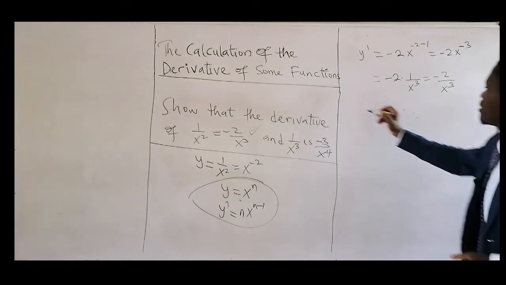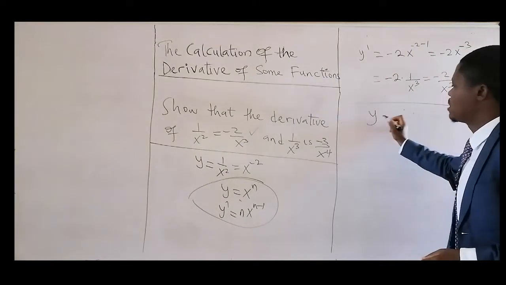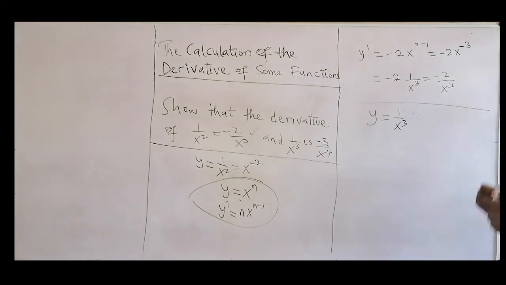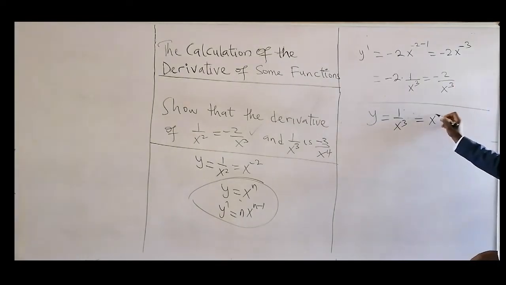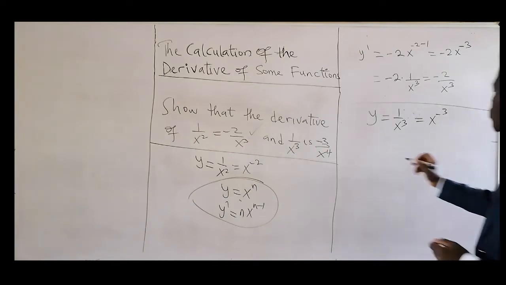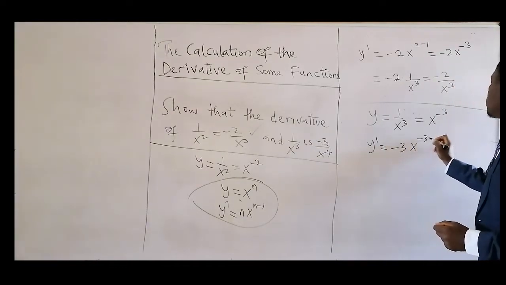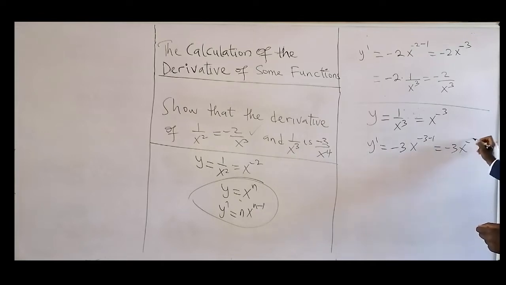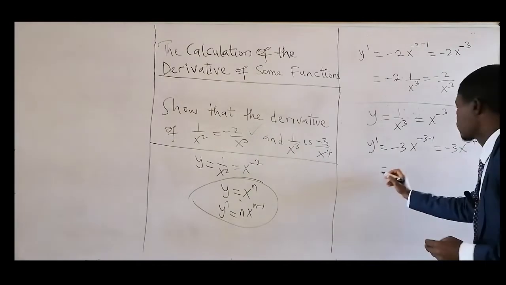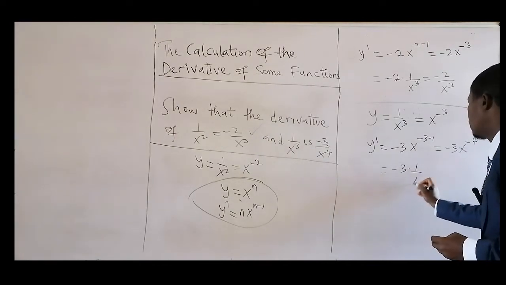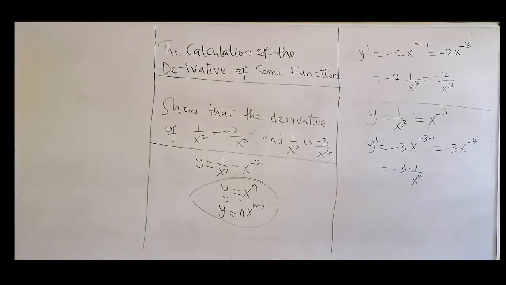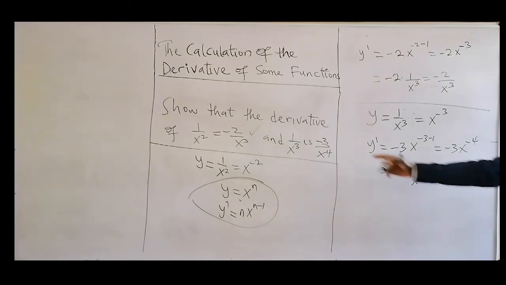Again, we want to look at the second one. Let's call it y equal to 1 over x cubed. Do the algebra also. That will be equal to x with the exponent minus 3. Then apply your formula. The y prime will equal minus 3 coming to the front, times x to the power minus 3 minus 1, and that's minus 3 x minus 4. That's the answer. But you need to do the arrangement, and that will be equal to minus 3 times 1 over x to the 4, which is minus 3 over x to the 4. So that's what we are told to do.